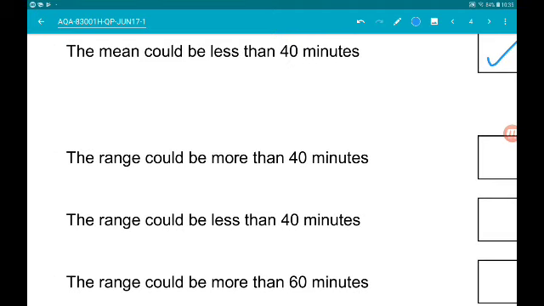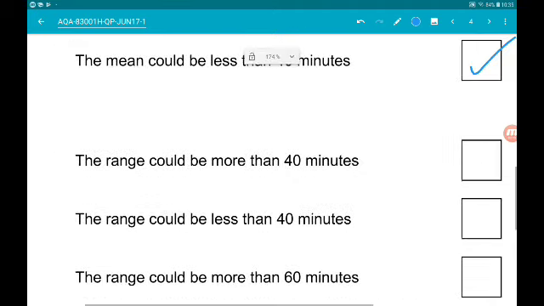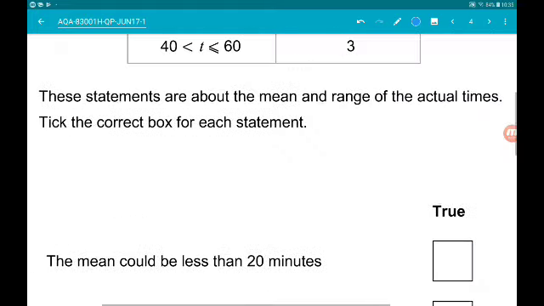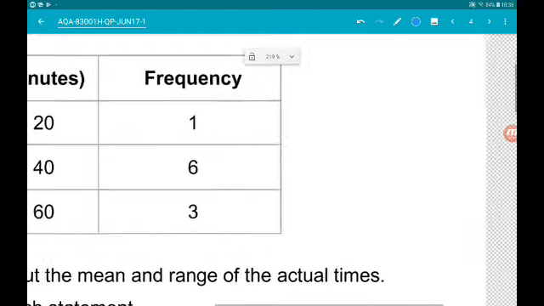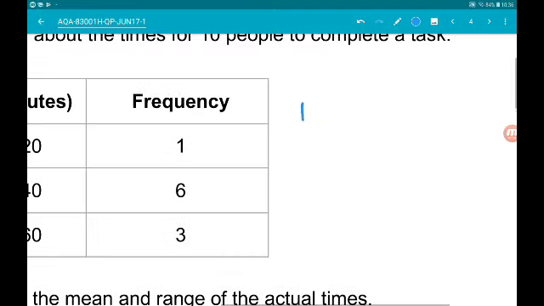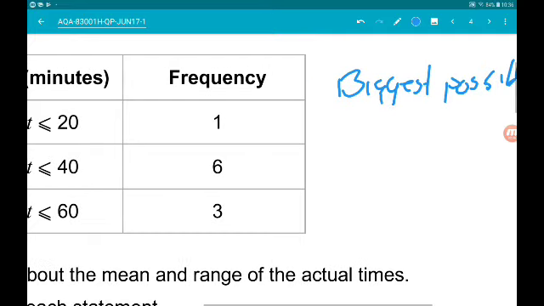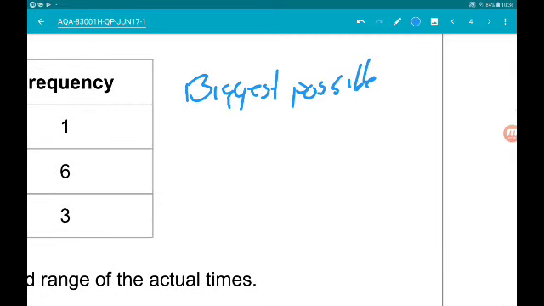Okay, and then we got the range could be more than 40 minutes. So, range is biggest take smallest. So, the biggest possible time would be 60 minutes.